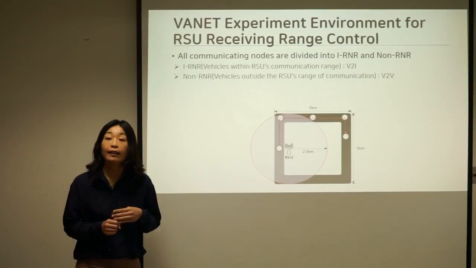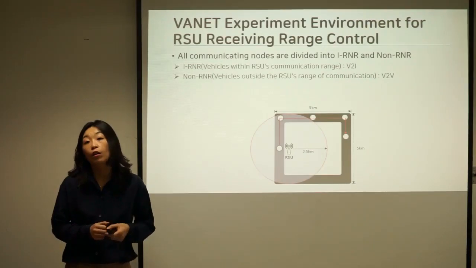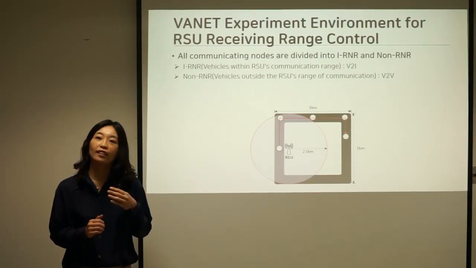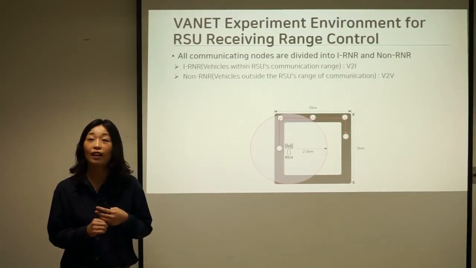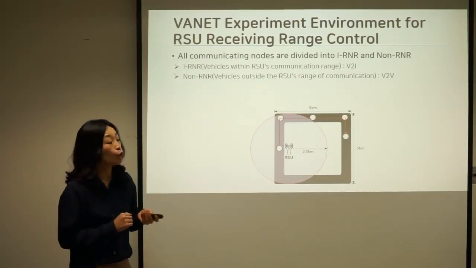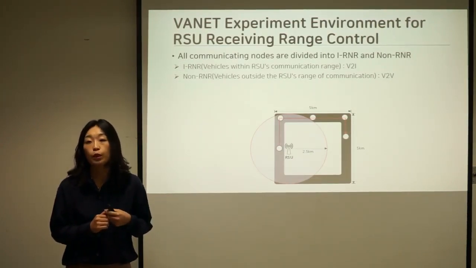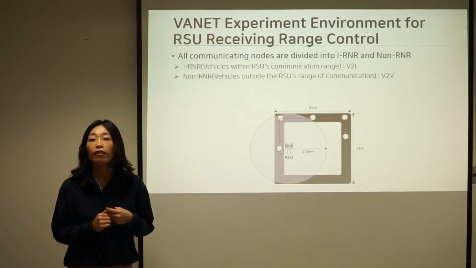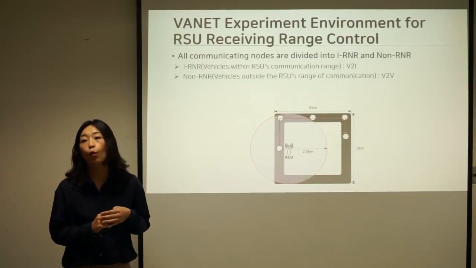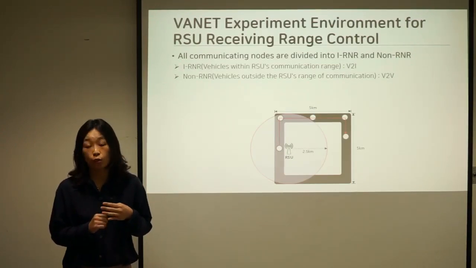That is, RNR communication is V2I. On the contrary, if the car does not belong to the RSU communication radius, the car communicates with the car. That is, non-RNR does V2V communication. We analyze the results by dividing them into RNR and non-RNR, depending on who communicates with whom.